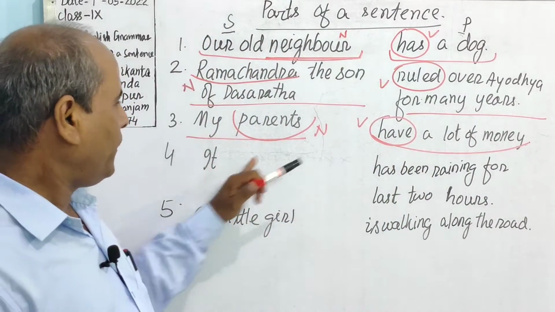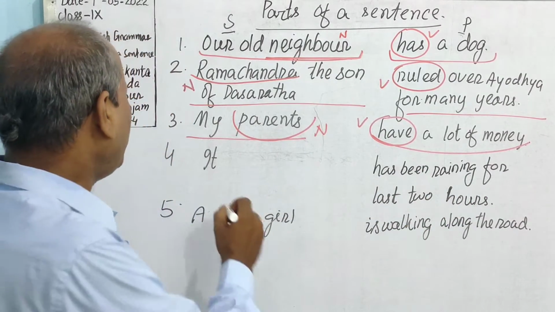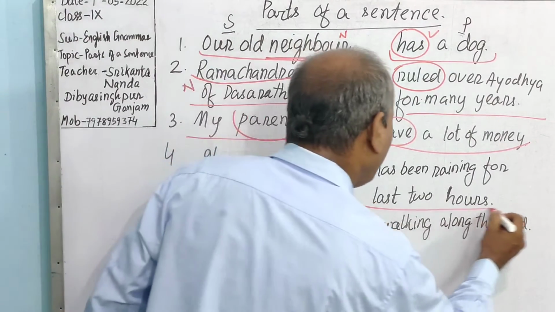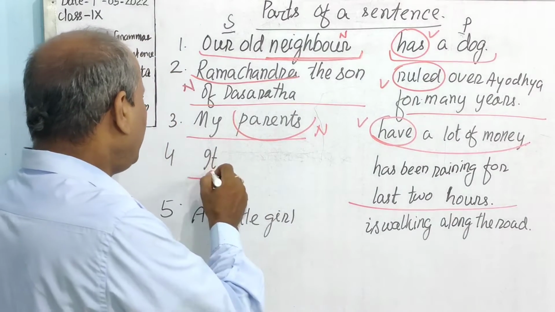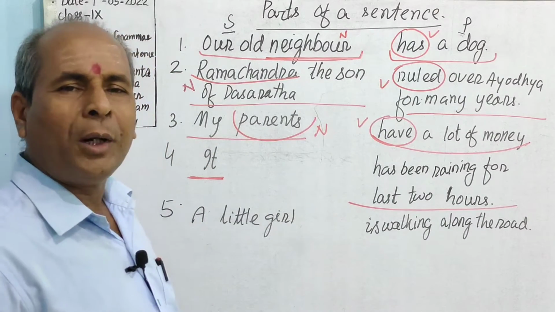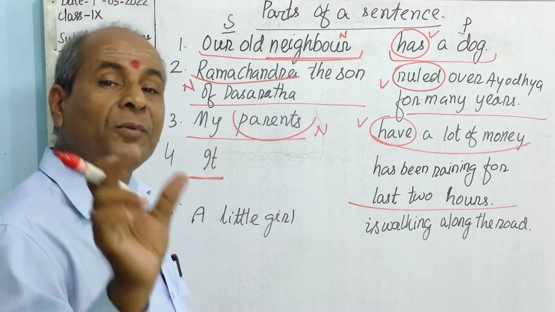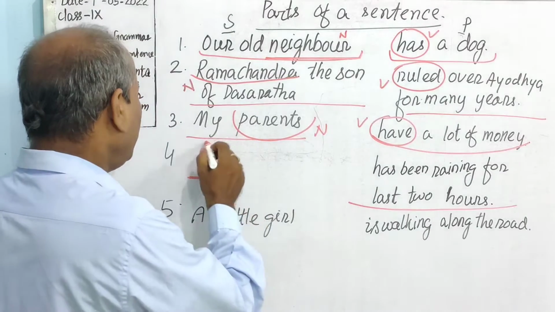Fourth sentence. It has been raining for last 2 hours. So what is the subject? It. What is the predicate? Has been raining for last 2 hours. This is the predicate part. So we can say it is the head word and a single word. Previously we have discussed, if the subject consists of a single word, that must be a noun or a pronoun. So it is the pronoun.